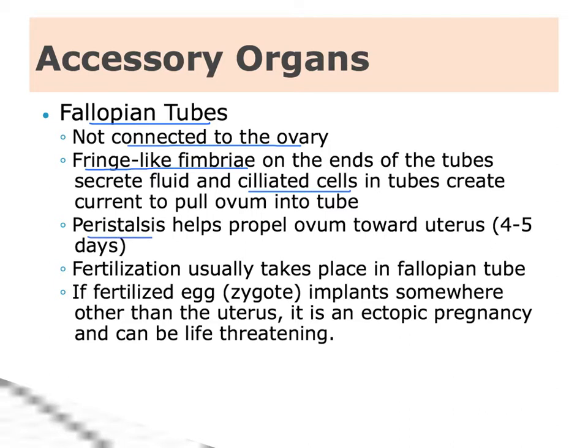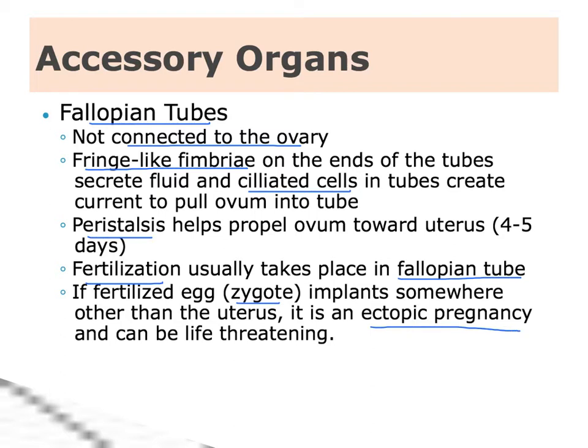Peristalsis helps propel the ovum towards the uterus, and that whole process can take 4 to 5 days. So once that egg has been released, it takes a while for it to make its way down to the uterus. Consequently, fertilization usually takes place in the fallopian tube, and then implantation would happen later on in the uterus. If the fertilized egg, which we would call a zygote, implants somewhere other than the uterus, it's an ectopic pregnancy, and that can be a life-threatening condition.